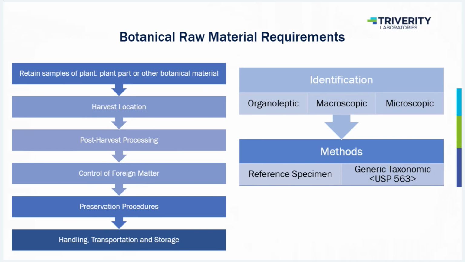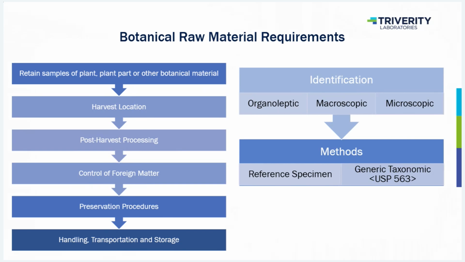Another thing that's required for botanical raw materials is identification. And identification of a plant is a little more complicated. We can't just run it by FTIR, or, typically we get retention time or spectral match on a chromatogram for an active ingredient. So in this case, we're looking at organoleptic. Does it look and sometimes smell as it should? And then macroscopic and microscopic identification.